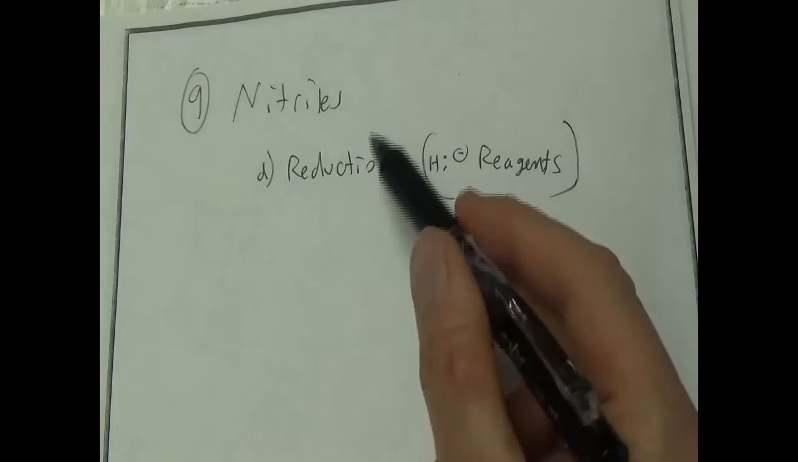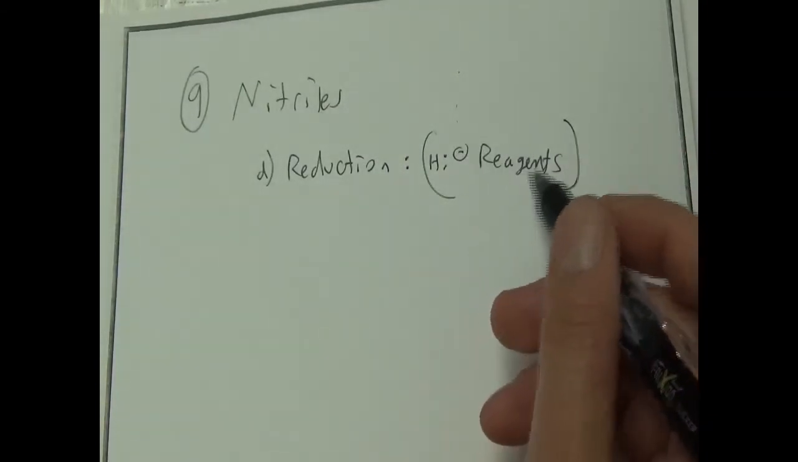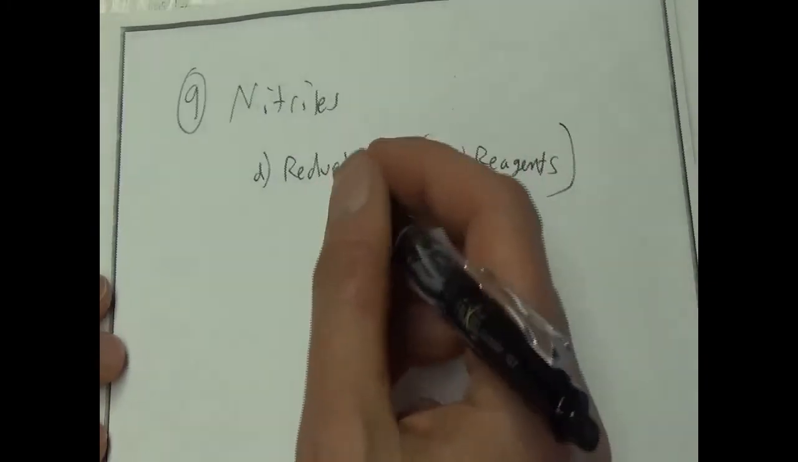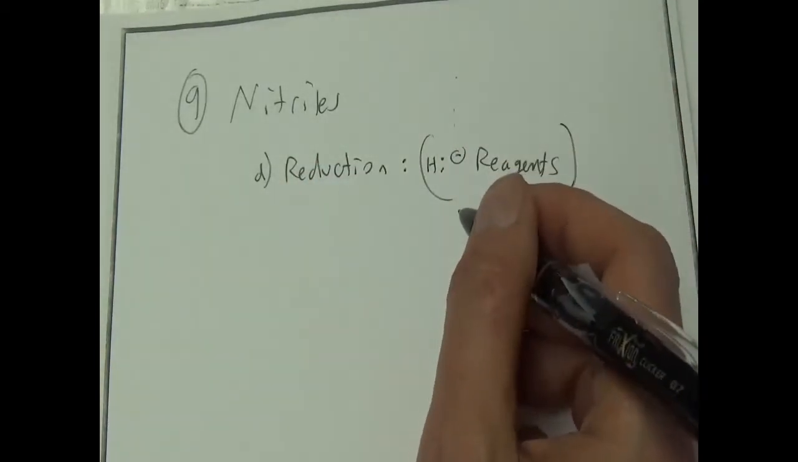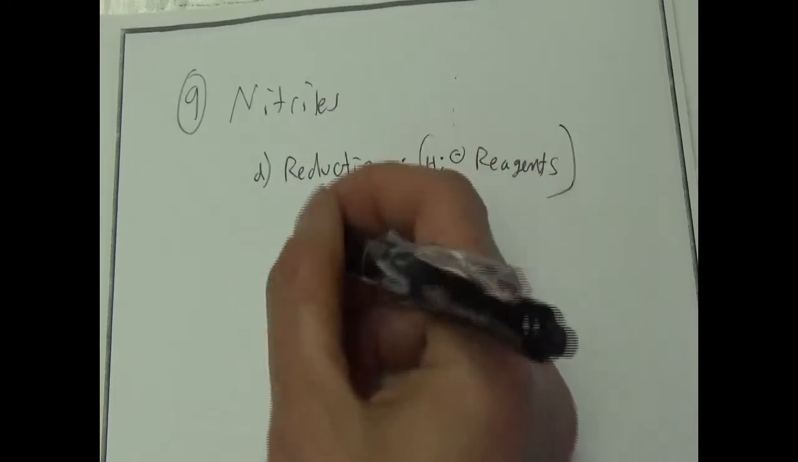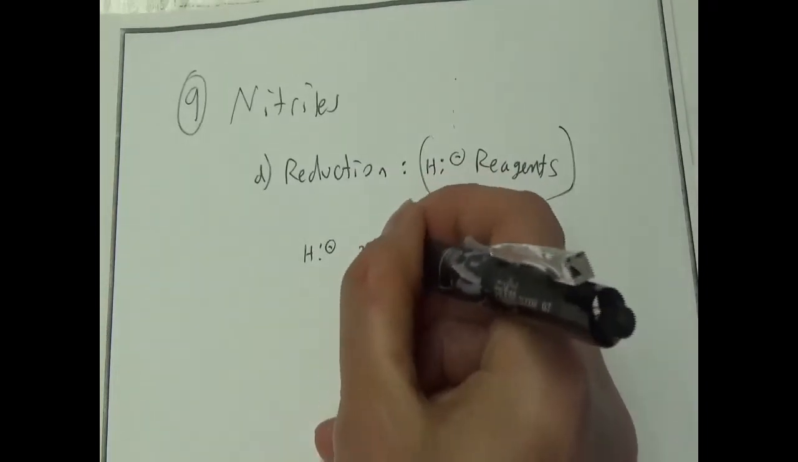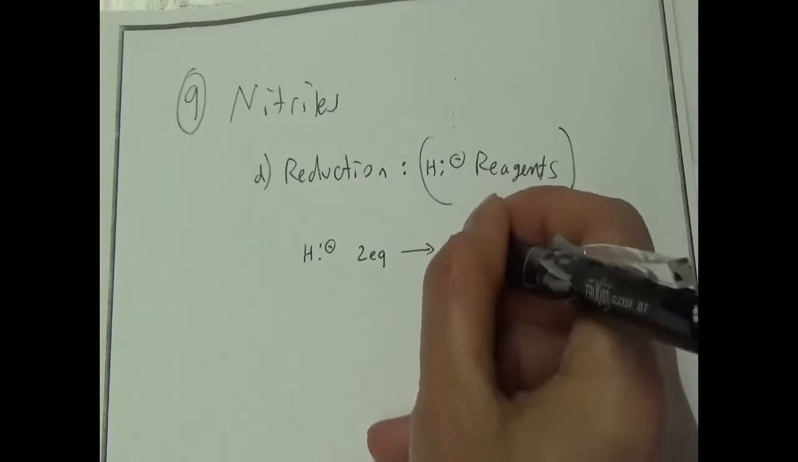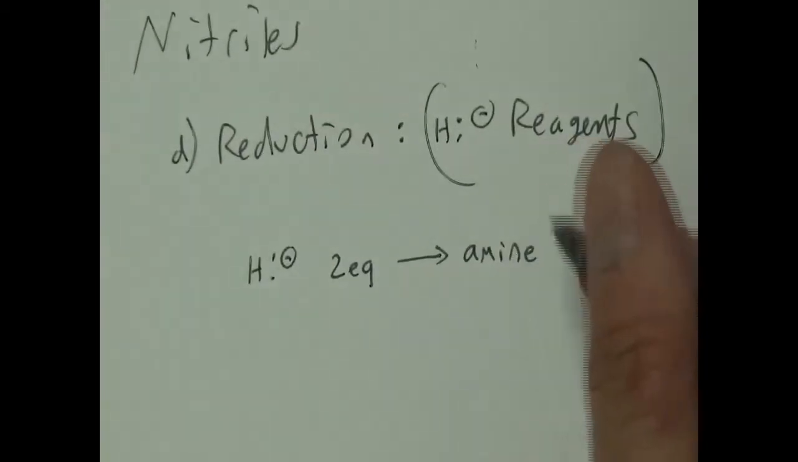So we're going to reduce the triple bond to nitrogen to either a single bond to nitrogen or a double bond to nitrogen. There's basically going to be two different situations, and this is mirroring the other functional groups we learned about this chapter. We've got H:⁻ two equivalents, and this is going to make an amine. We'll show you that in a second.